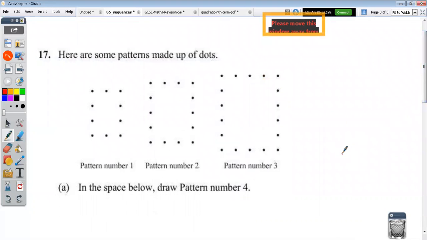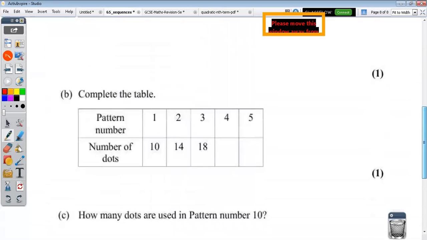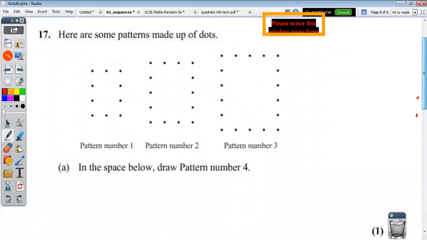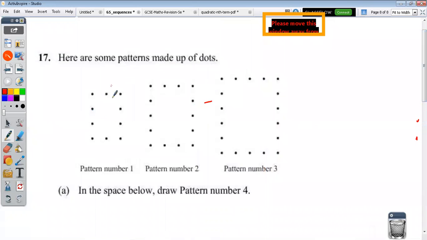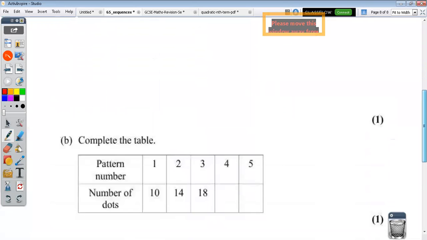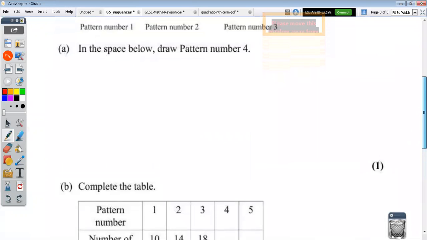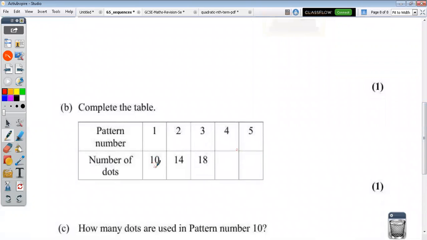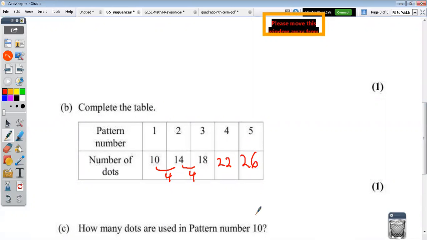I don't want you to draw, but maybe we'll do the B part together. Let's see what's happening. Sometimes you get questions like this. How many doors are here? They've done it for us on the B part. They said the doors are 10, 14, 18. So what's happening here? Plus 4. So how many doors there? Add 4, 22. On the fifth one, add 4, 26. Clear.